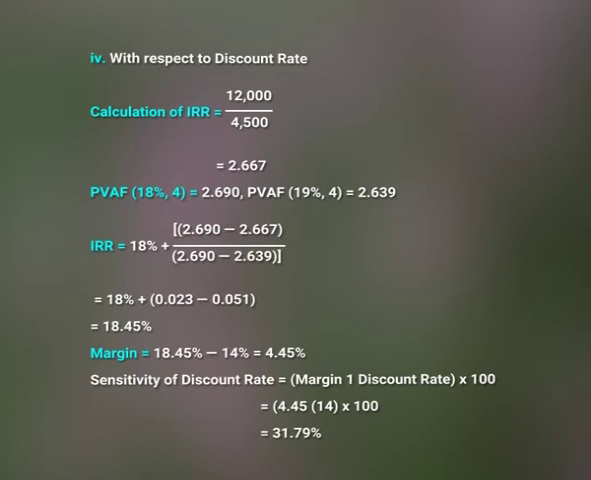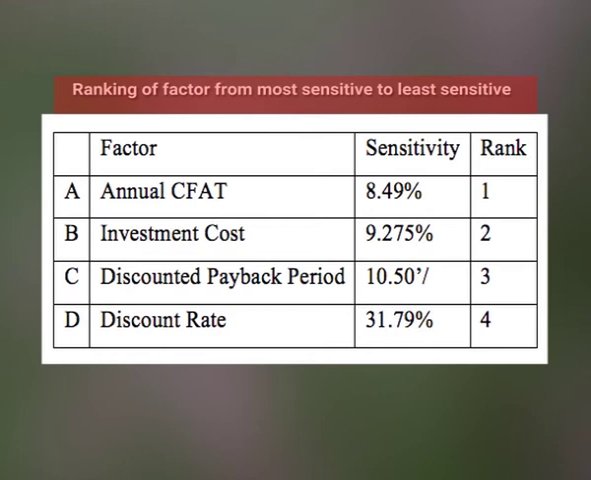Now, sensitivity of discount rate is equal to margin divided by discount rate multiplied by 100, which is equal to 4.45 divided by 14 multiplied by 100, which gives us 31.79%. Now, ranking of factors from most sensitive to least sensitive.